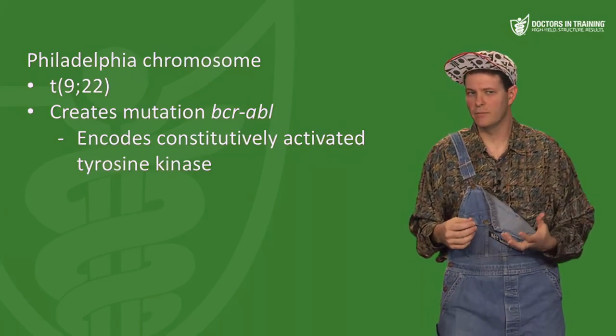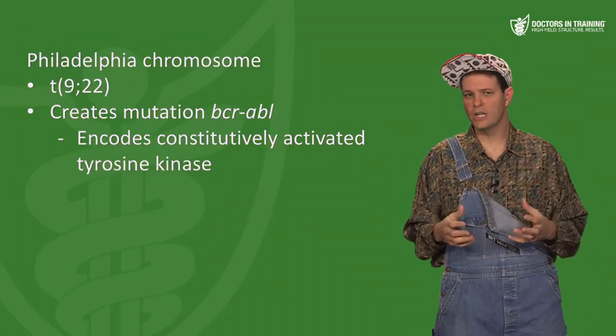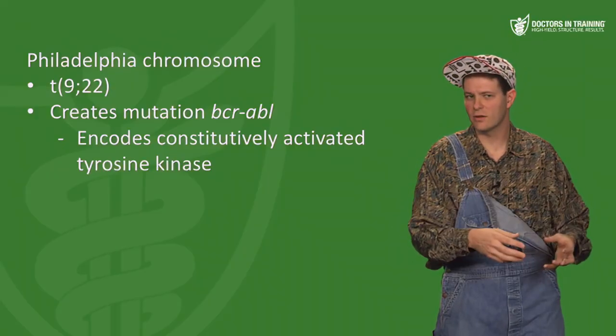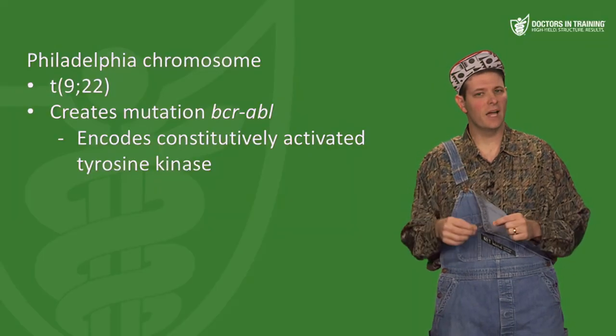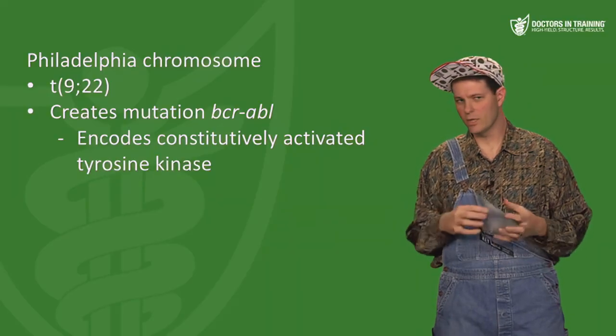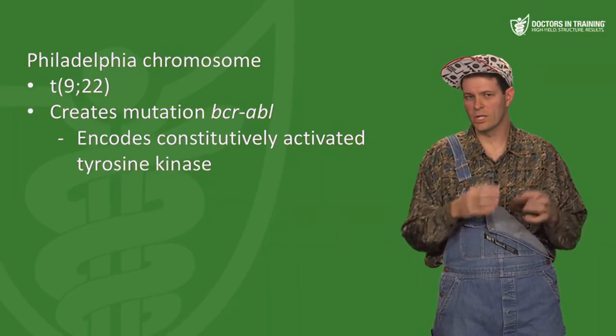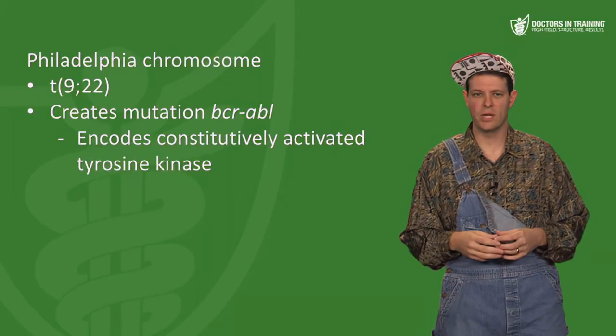BCR-ABL is an oncogene. Now we'll discuss oncogenes in the oncology videos, but basically oncogenes are mutated genes that cause cancer. So the BCR-ABL oncogene encodes a type of tyrosine kinase that is constitutively activated. That means it can't be switched on or off. It's just always switched on. It's constitutively activated. And that leads to malignant transformation.